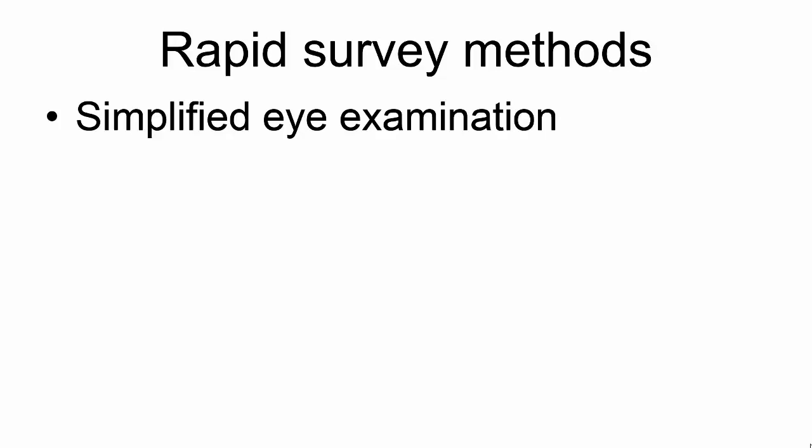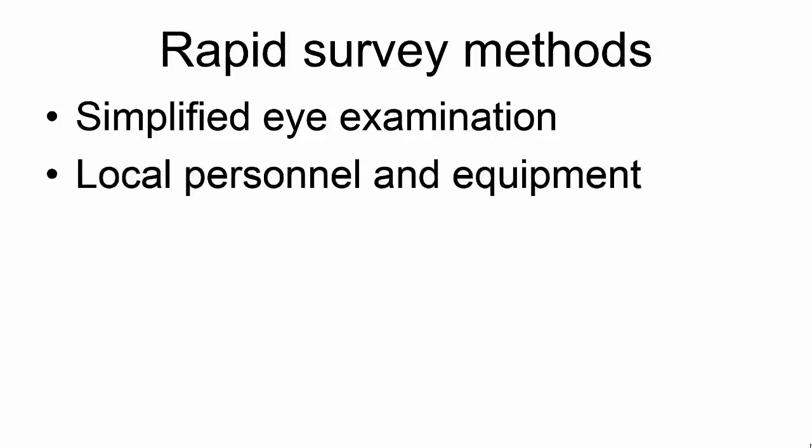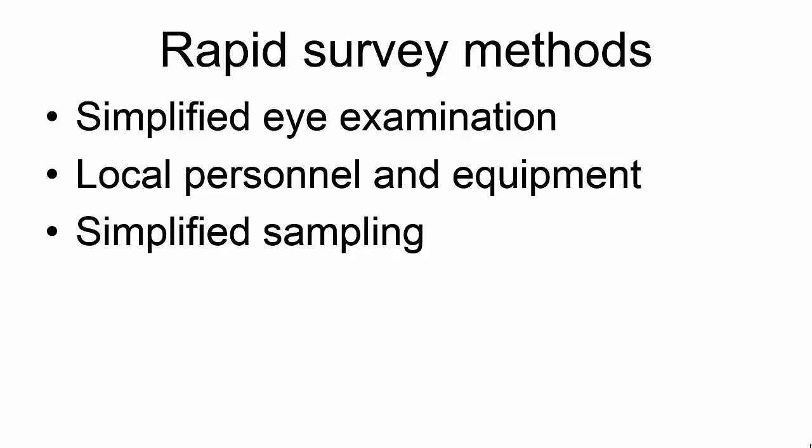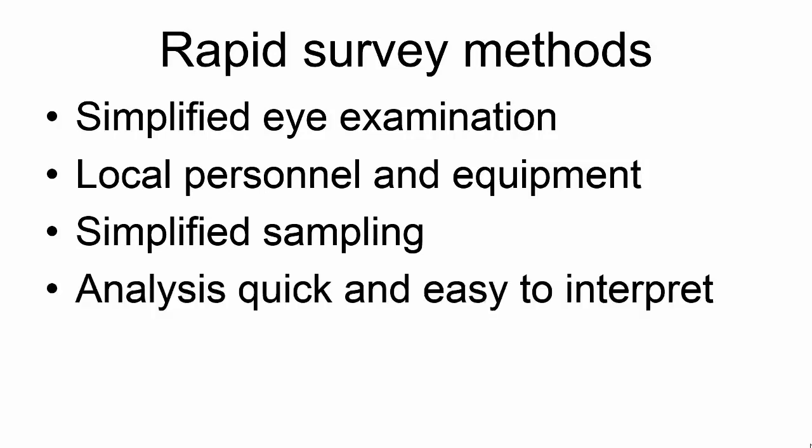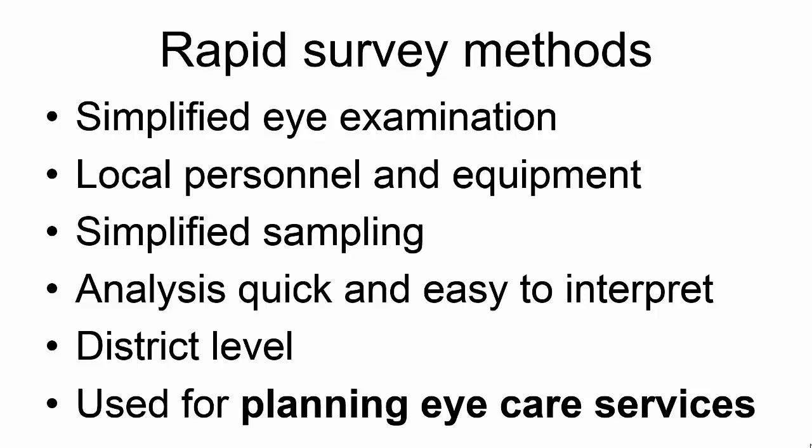There are a number of different rapid survey methodologies for eye care, but they have a number of features in common. Firstly, they tend to use simplified eye examinations that can be undertaken by local personnel and with locally available resources and equipment. They use fairly straightforward but epidemiologically sound sampling techniques. And the analysis of the data from the surveys is quick and easy to interpret. They're typically carried out at district level with the aim of informing and being used for the planning of district level eye care services.